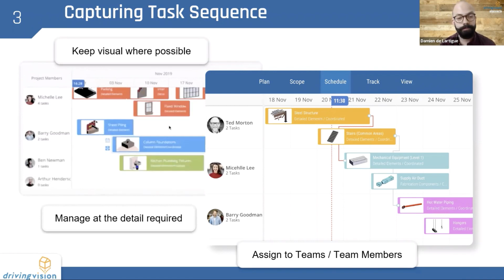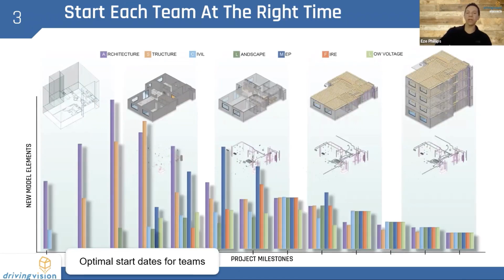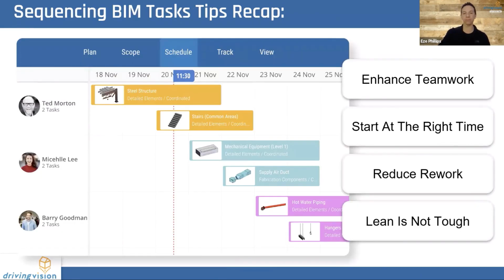and we can get those tasks assigned to the correct team members. The result is we start each team at the right time with the best start date, so we don't waste people's time, and we reduce the amount of rework because people are adding to the model at the right time and in the right place.